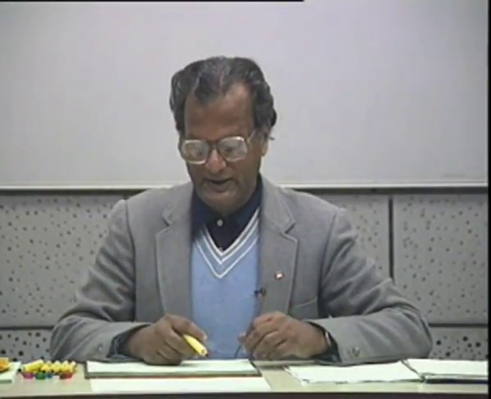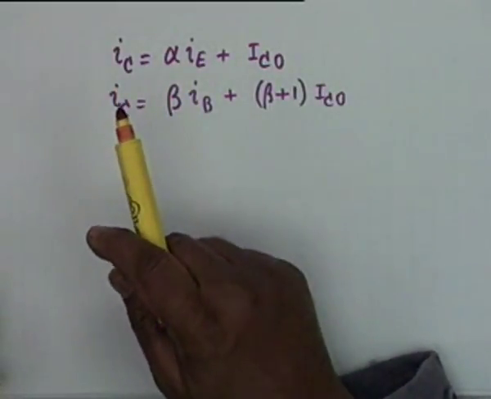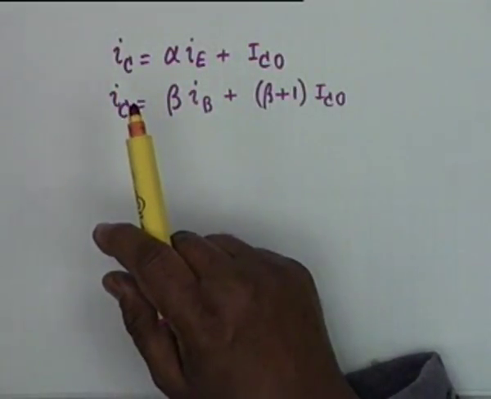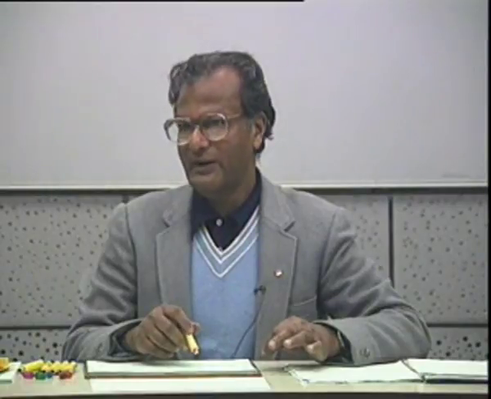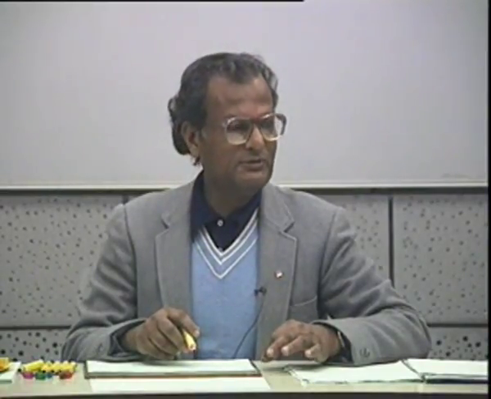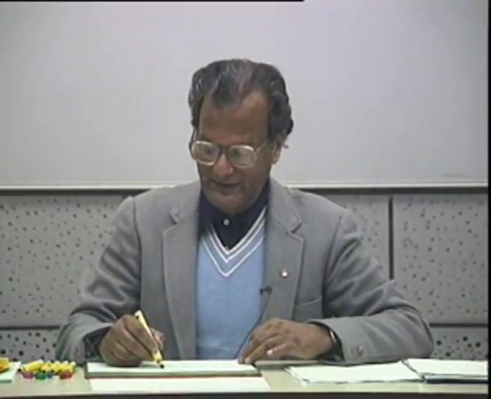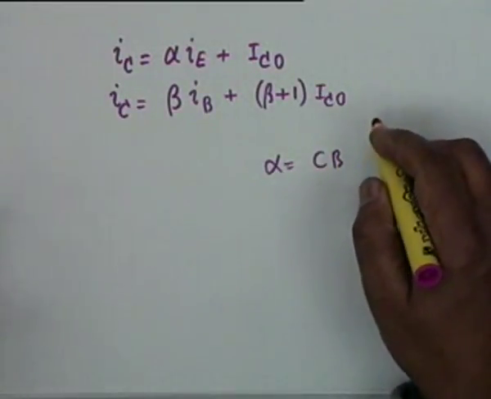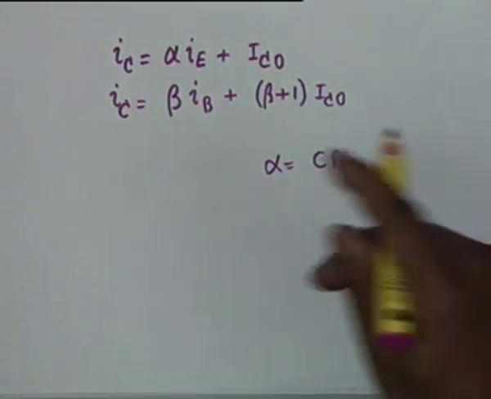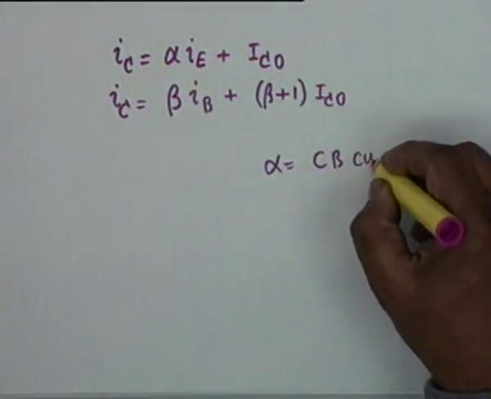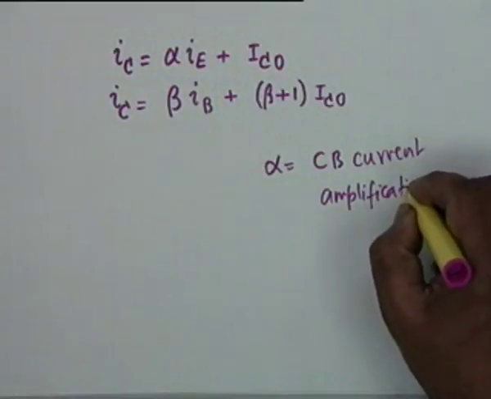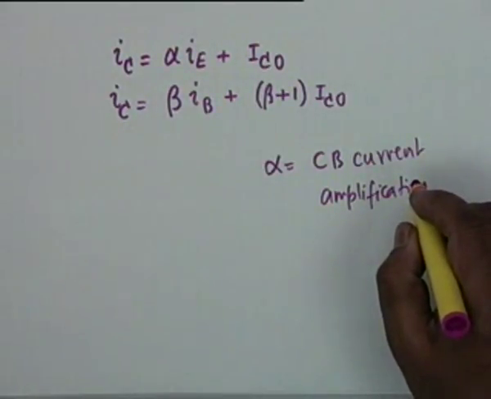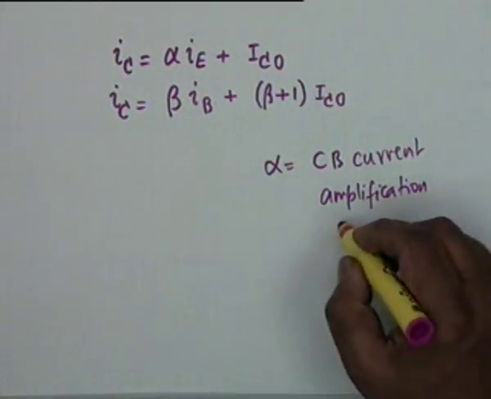You can also see that the slope of IC versus IE, that is dIC/dIE, is simply equal to alpha, and therefore alpha is called the current amplification factor under common base connection. Alpha is the CB, common base. I sub E is the input and I sub C is the output. The base is common, so it is the CB current amplification factor. The term amplification is unfortunate here because alpha is less than 1. Nevertheless, it is called amplification or gain, whatever it is, CB.